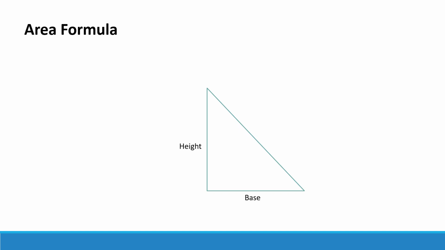Now let's learn the formula for finding the area of a triangle. The formula is area equals 1/2 times the base times the height. Remember, we always use the base and its perpendicular height when calculating the area of a triangle.